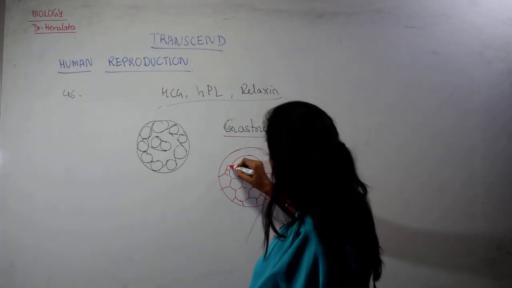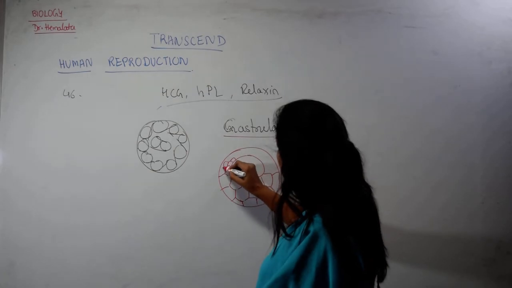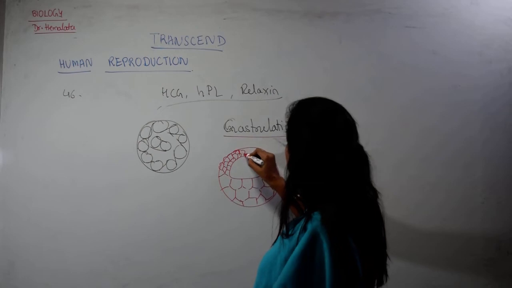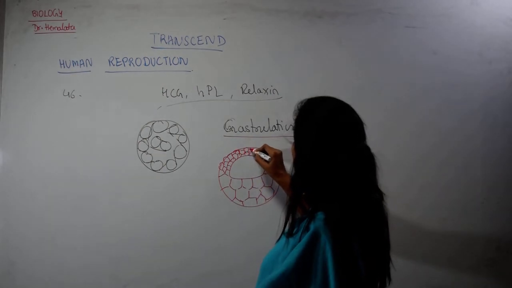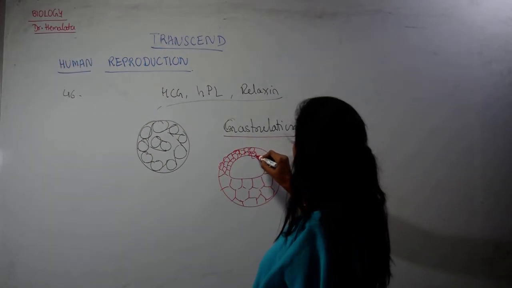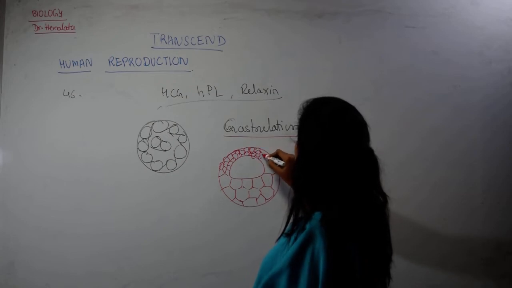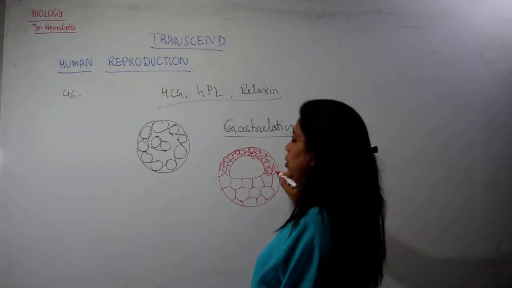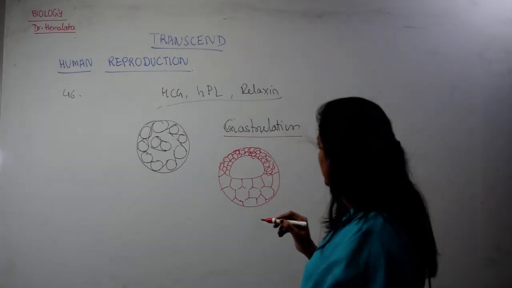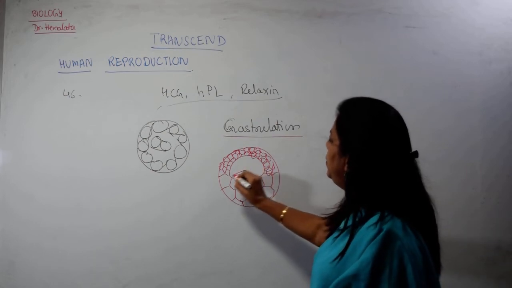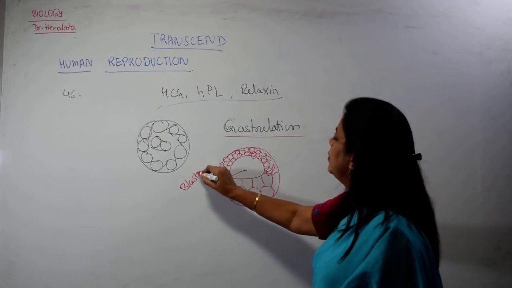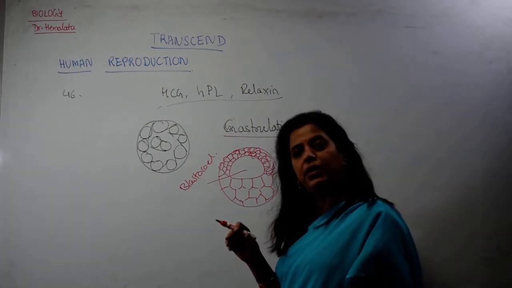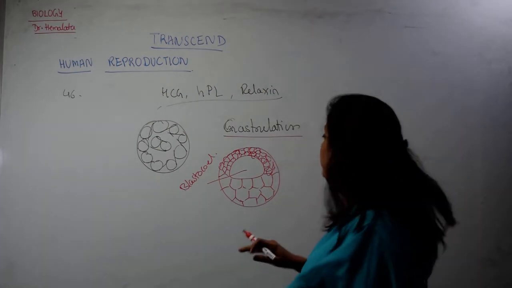Here the cells are dividing faster. So two types of blastomeres are formed. Upper smaller cells, lower larger cells, because lower cells contain a lot of yolk, they will not divide. Right? Now this is the blastocele. In gastrulation, the blastocele starts decreasing with a new cavity developing.